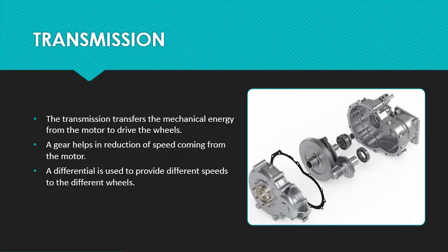Transmission. The transmission transfers the mechanical energy from the motor to drive the wheels. A gear helps in reduction of the speed coming from the motor. Now, unlike traditional vehicles which have multiple gears which help in changing the speed of the vehicle, an electric vehicle has only a single gear. The speed of the vehicle is completely dependent on the RPM of this motor. A differential is used to provide different speeds to different wheels of the vehicle, which in turn helps us in moving left or right.